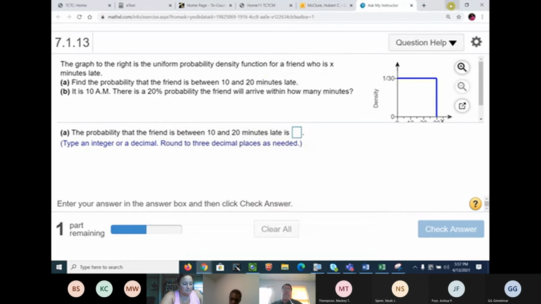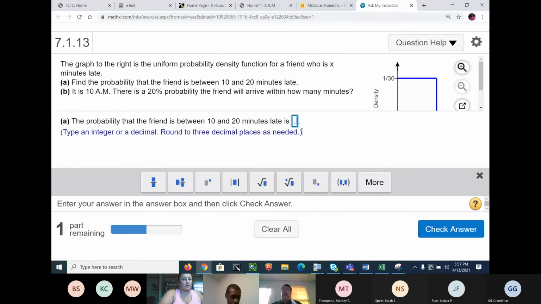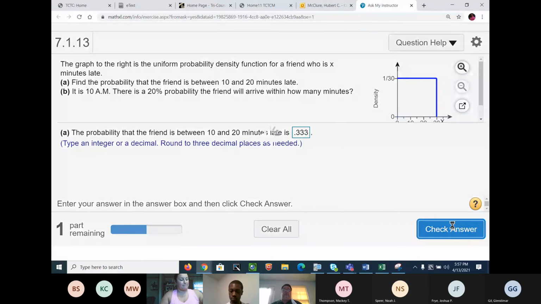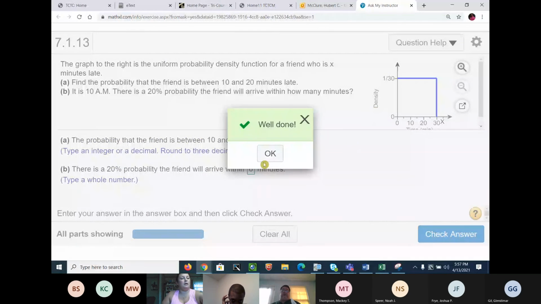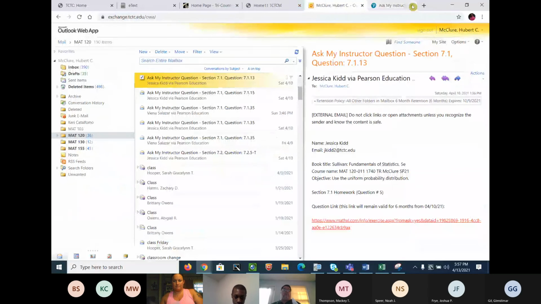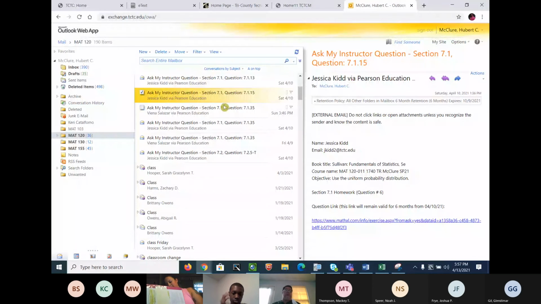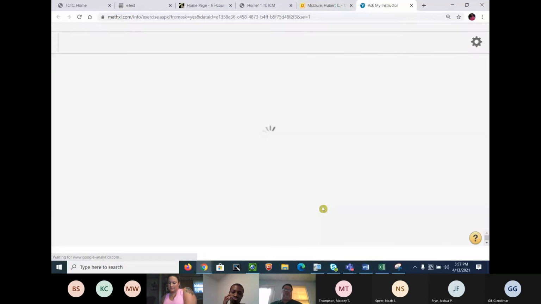Okay, the second type of question is along the same lines as this one. It's a time question. Let's type that in, 0.333. And there's a 20% chance within 6 minutes. Is this a test question? Yes. And the second one is a test question. This one right here is 7.1156. It is a test question. Remember I told you you're going to have at least 2 of these.